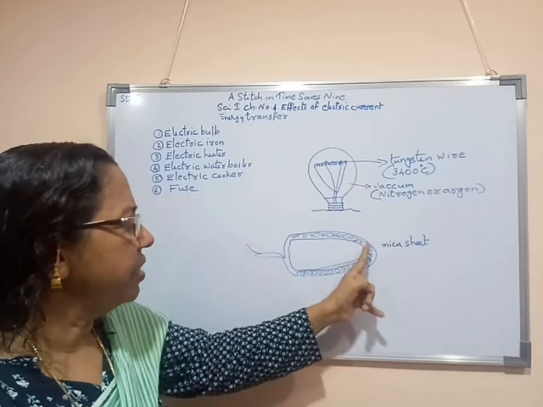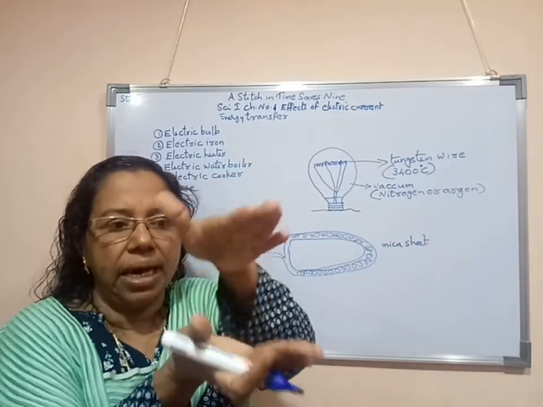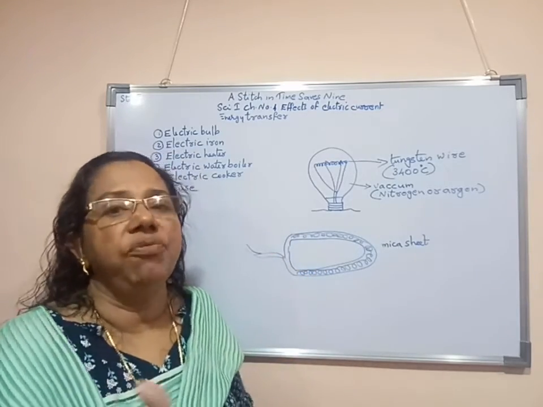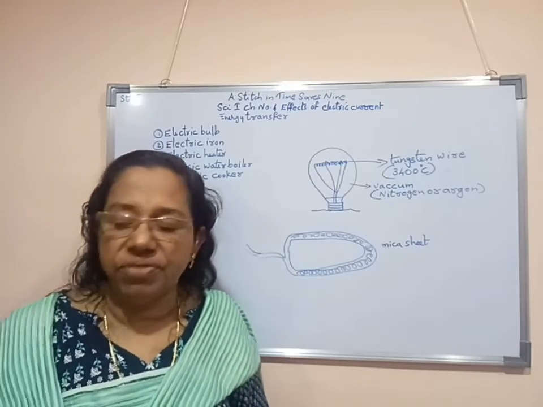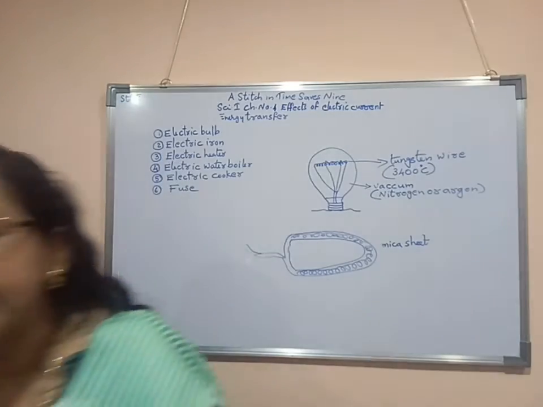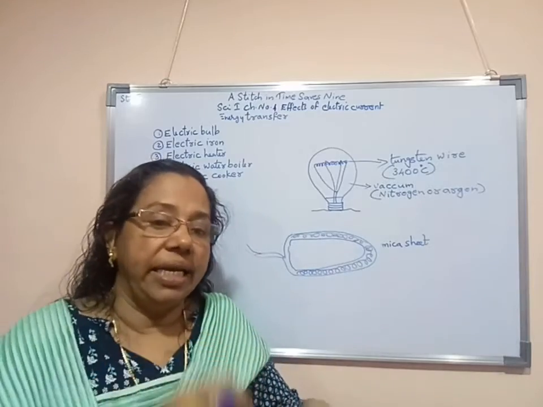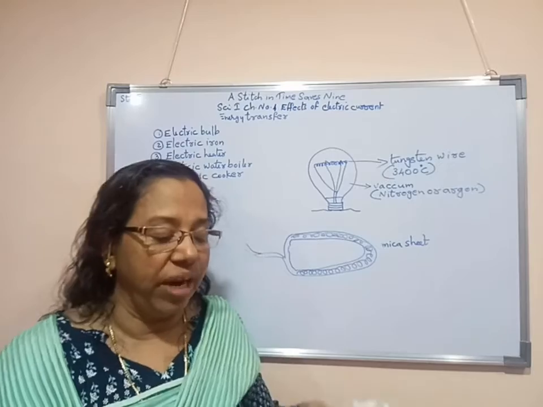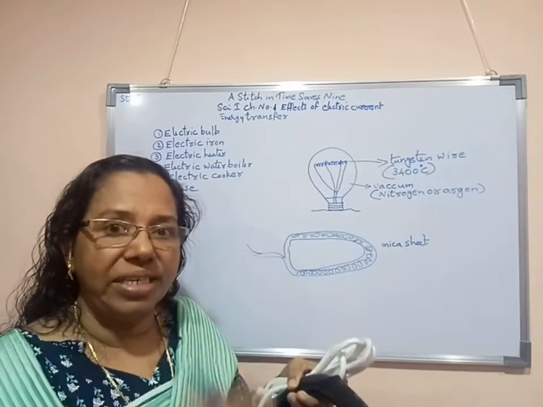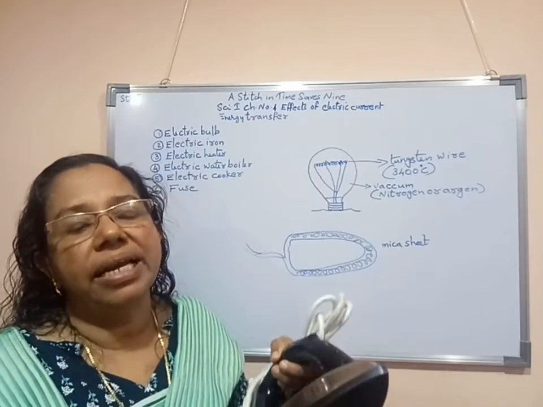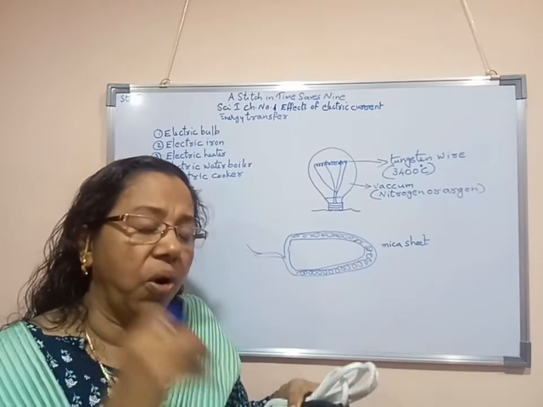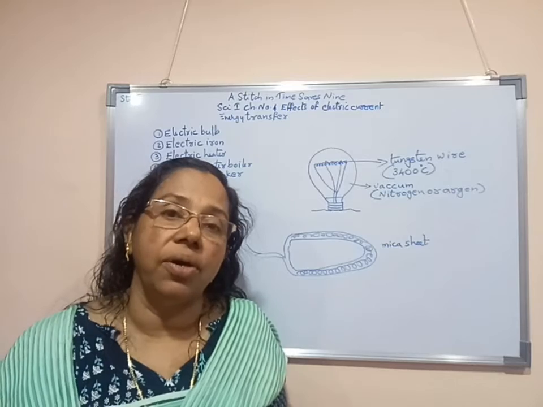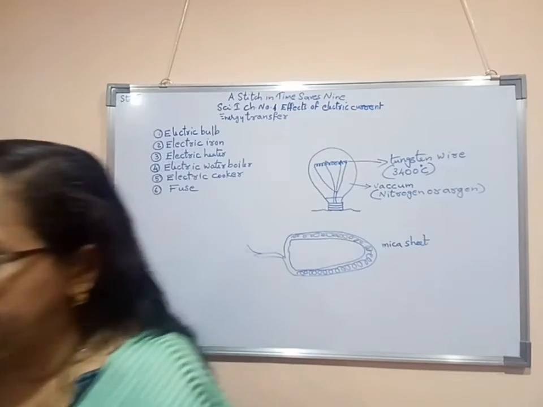Plus, because of the mica sheet coating on the up and down parts, we do not get any shock if by mistake we touch the surface or bottom part of the iron while ironing. Why? Because the mica sheet protects us from the electric shock. It only allows the heat to flow, but it does not allow the current to flow.